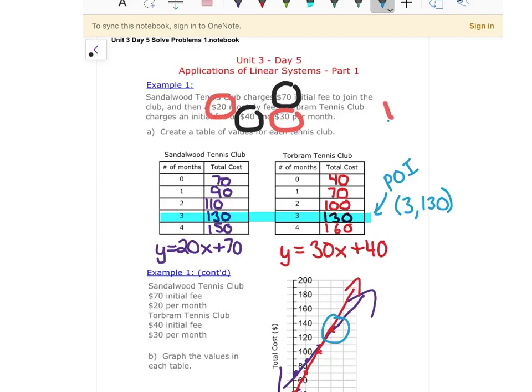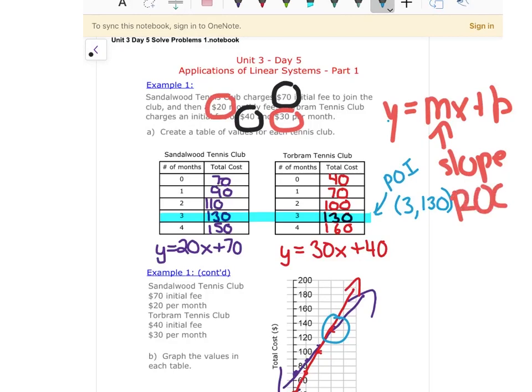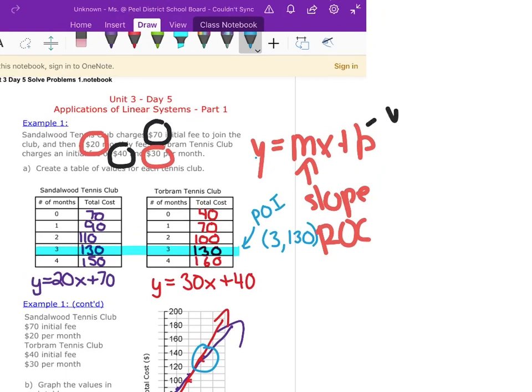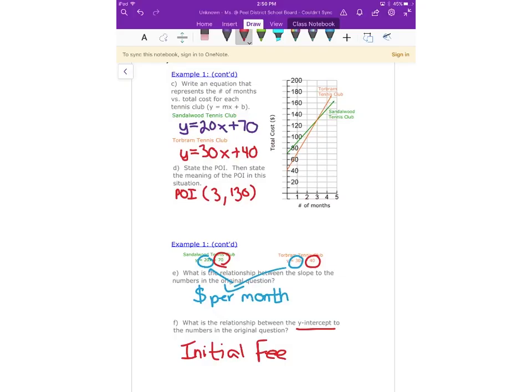What we're trying to convert them into is y equals mx plus b, where m represents the slope or the rate of change, and b represents the y-intercept, or your initial. There are two ways to look at both of those, which might help you out. So we came up with two equations, equation 1 and 2, based off their initials and then their rate of change.